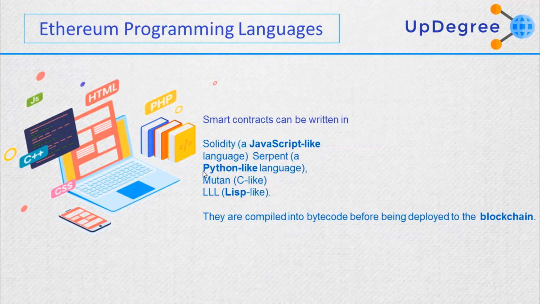So smart contracts can be written in Solidity, Serpent, Mutan, and LLL. They are compiled as bytecode before being deployed in the blockchain. So among Ethereum programming languages, you have Solidity, and you have Serpent, which is a Python-like language, Mutan, which is C-like, and LLL, which is Lisp-like. Mostly Solidity is the one which is used here in Ethereum.